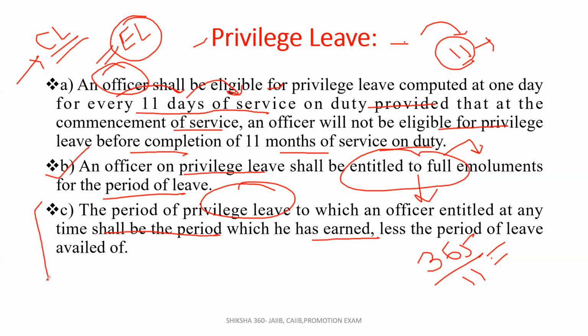What is the meaning of this line in detail? I will cover it later in this session with the help of 1 or 2 examples. Clear? So the period of privilege leave to which an officer is entitled at any time shall be the period which he has earned less than the period of leave availed of.